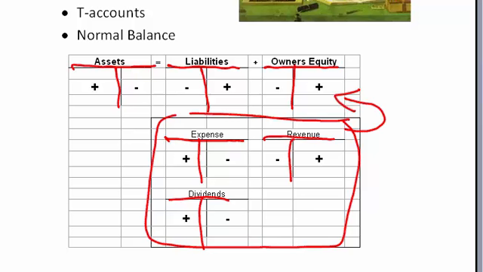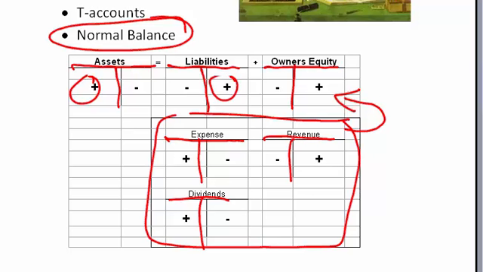The pluses are what we call the normal balance. It's where you expect to see dollars. You would expect that you have cash as a debit and accounts receivable is a debit. You would expect accounts payable to be a credit. You would expect common stock to be a credit, revenues to be a credit, expenses and dividends to be debits.